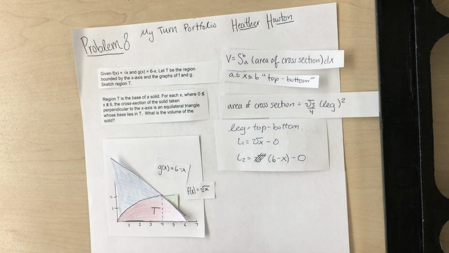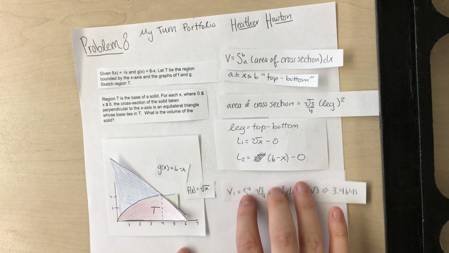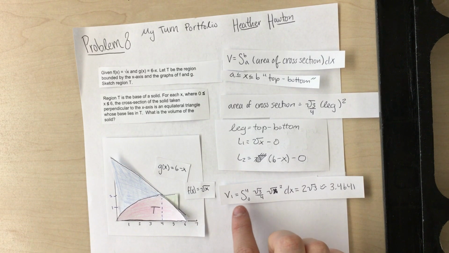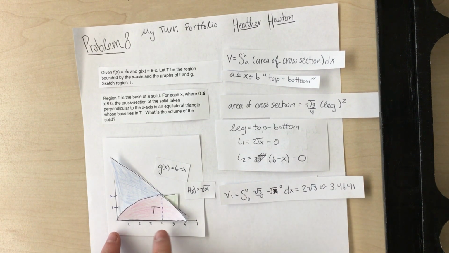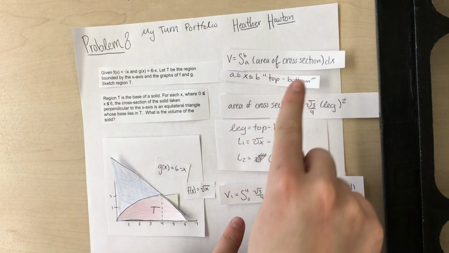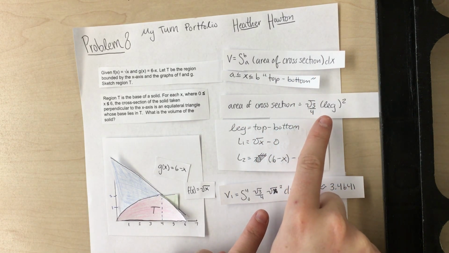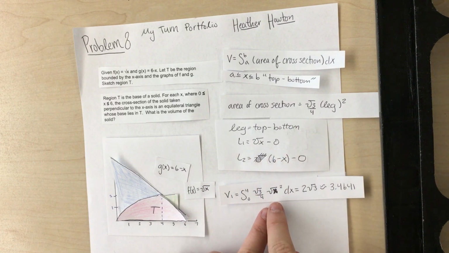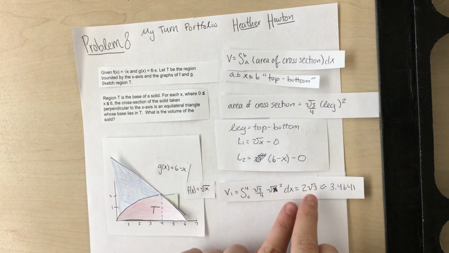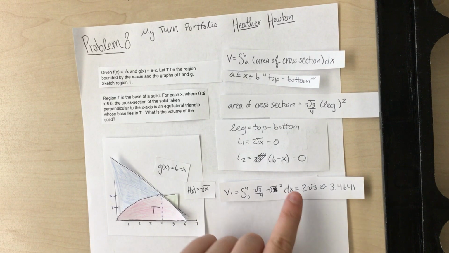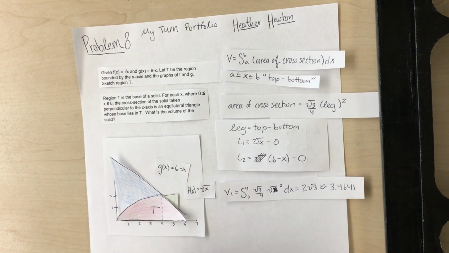Alright, now we're going to solve for the volume over in area 1. So it's going to be from 0 to 4. And we're going to see area of a cross-section. Here's area of a cross-section. We plug it in. Then we plug in leg 1 right here, dx. When we simplify it, it equals 2 square root 3, which is roughly equal to 3.4641.